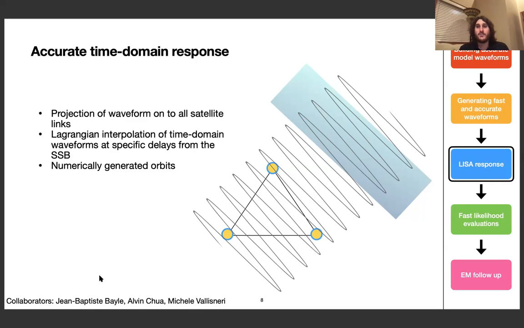We're trying to get this fast enough to be used directly in data analysis, which we are hopeful of based on initial findings. And I will also add that to do this, we are using Lagrangian interpolation of the time domain waveforms to achieve specific delays from the Solar System Barycenter. If you're interested in Lagrangian interpolation, it is very well suited to GPUs. Please let me know and we can talk about it.